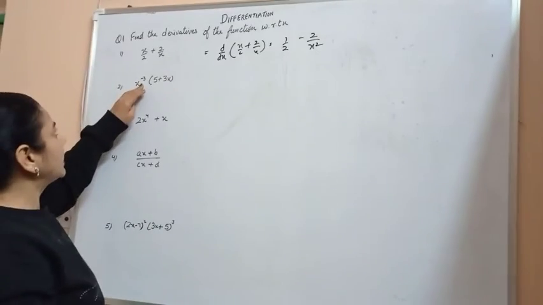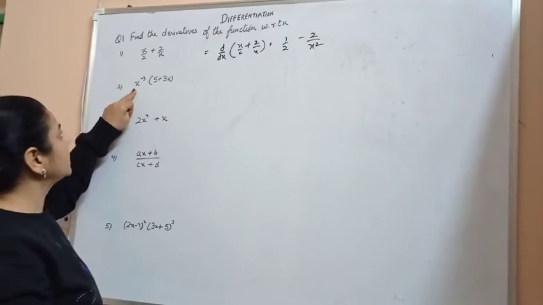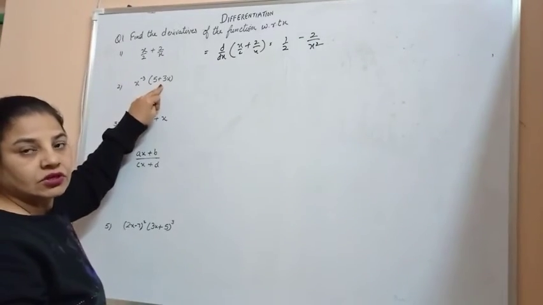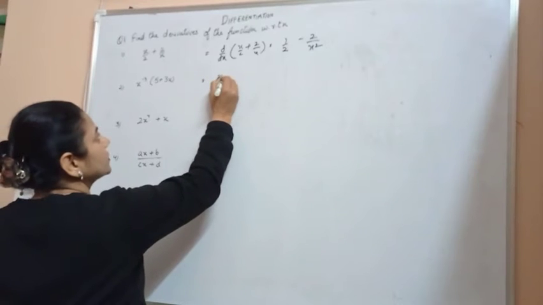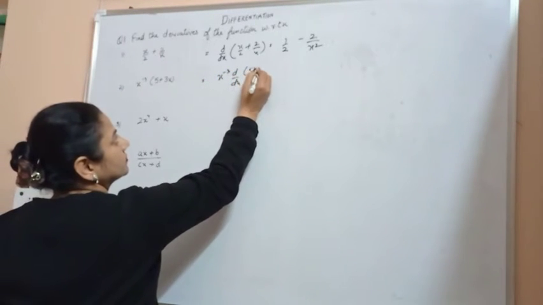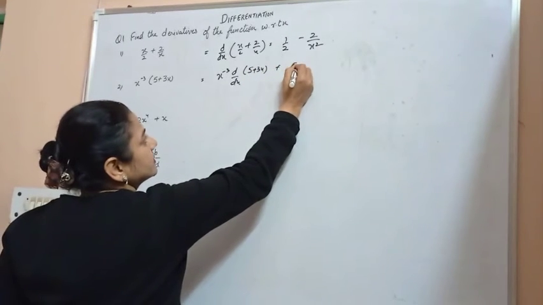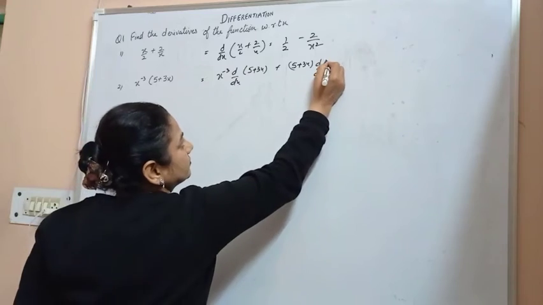Derivative of x to the power minus 3 into 5 plus 3x. There are two functions. One is x to the power minus 3 and the next is 5 plus 3x. So here we apply the product rule. The product rule says first function into derivative of second function plus second function into derivative of first function.